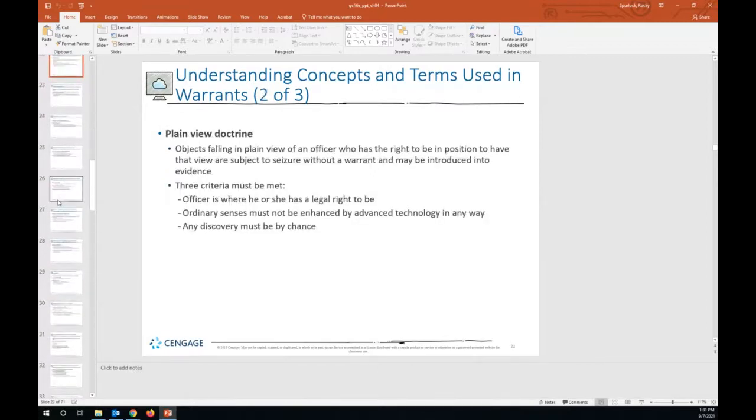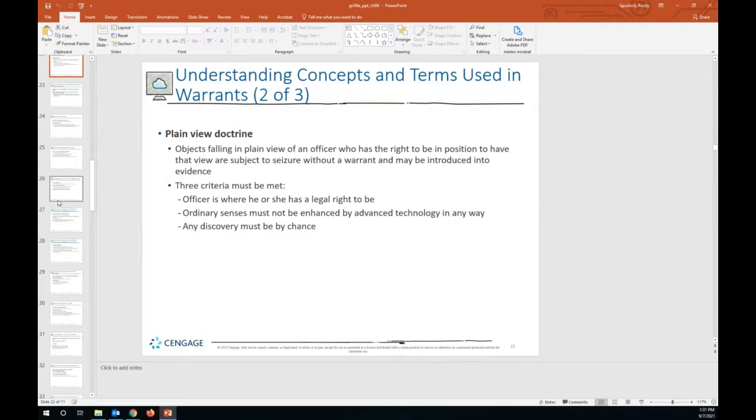The plain view doctrine. When conducting a search and seizure, objects that are in plain view of a law enforcement officer who has the right to be in a position to have that view are subject to seizure without a warrant and can be introduced as evidence.